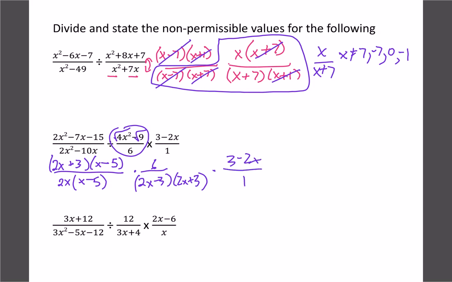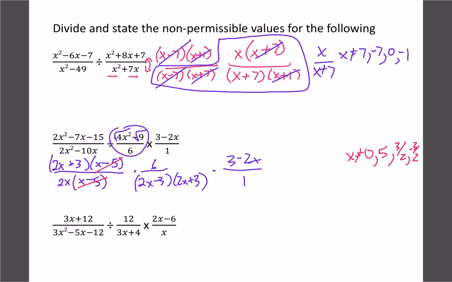Okay, so let's do our non-permissibles first again, just so we get those taken care of. On the bottom of the first one, we've got a 0 and a 5. The bottom of the second one is 3 halves and negative 3 halves. The top we don't have to worry about because it was just a 6, and the bottom of the other one was a 1, so that's good. So we're done with all our non-permissibles. Now we're ready to cancel.